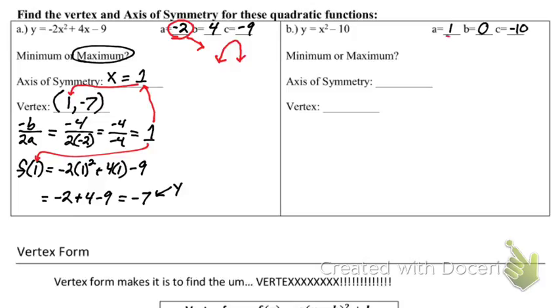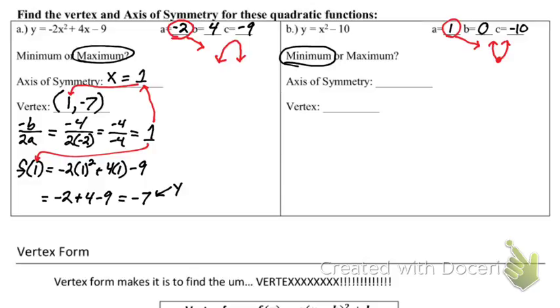My a value is a positive 1. Positive means that it opens up, and it means it has a minimum. It drops all the way down here. That's my minimum point. There is no maximum because it goes up forever. Axis of symmetry, vertex. You need negative b over 2a.